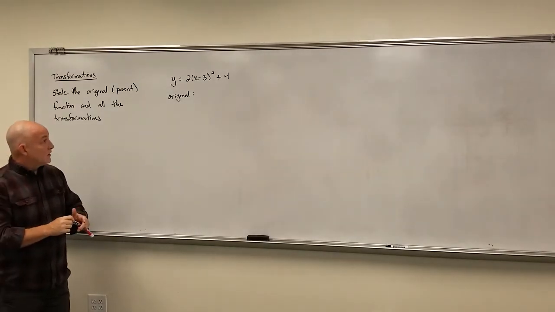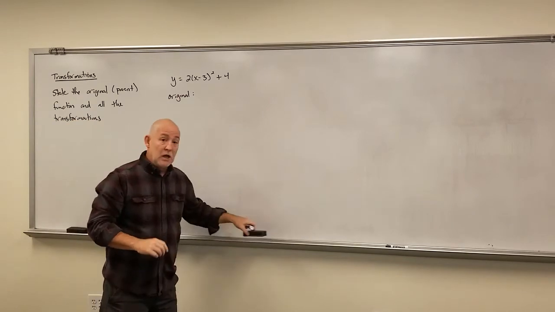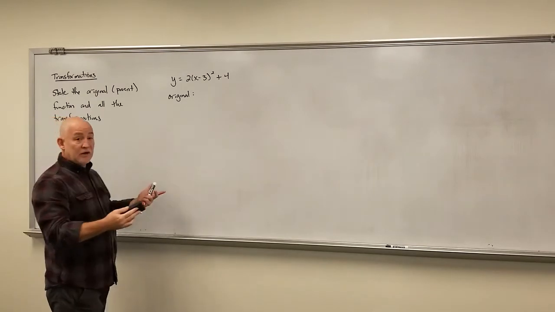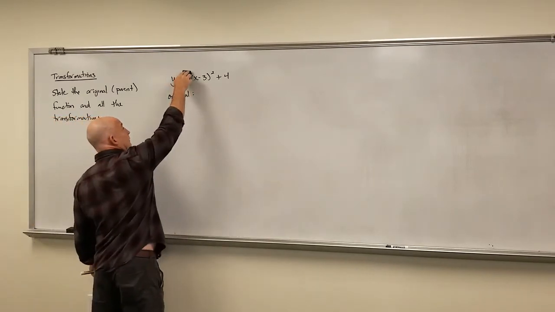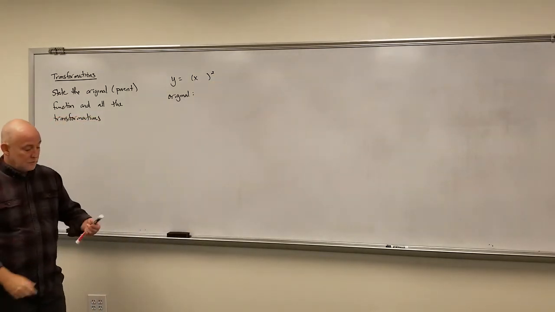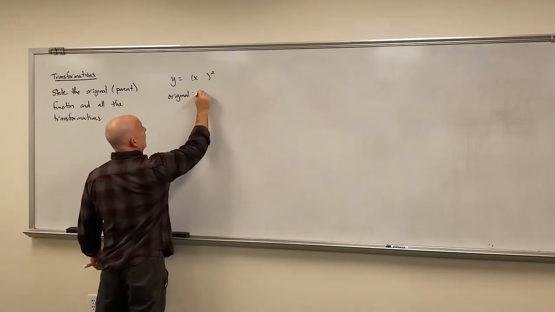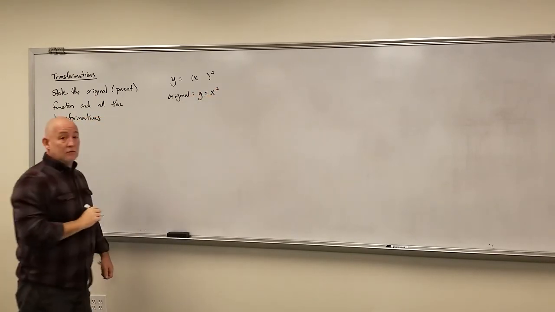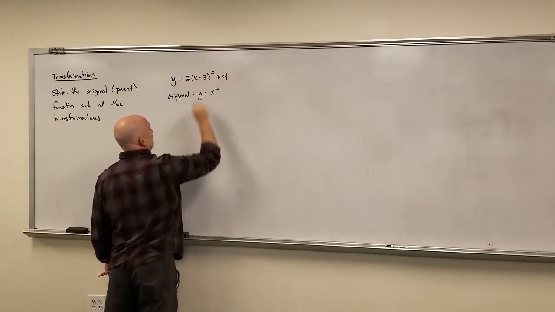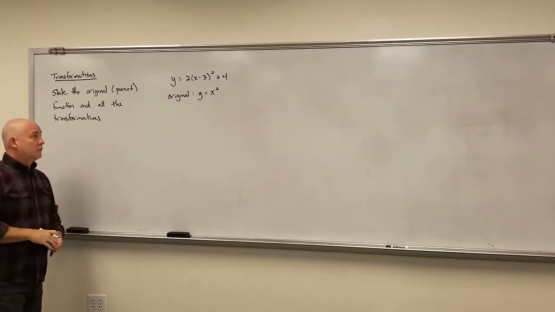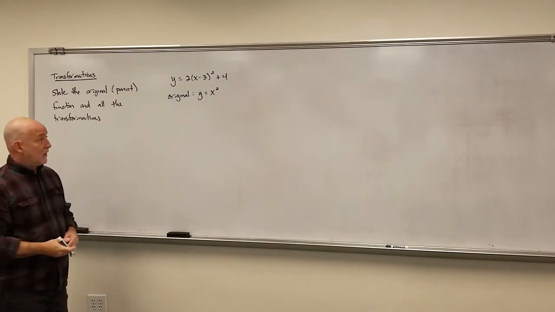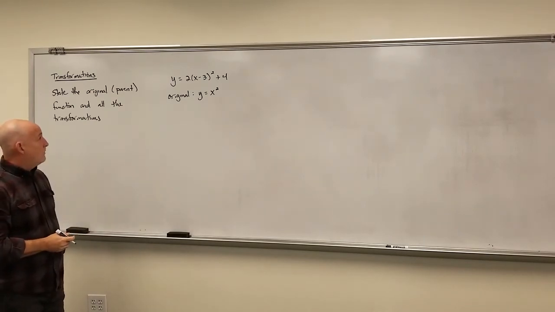If you were to take the original equation, what I wrote up here originally, and erase everything that's not an exponent, so basically erase all the numbers, I'm going to erase the 2, 3, and the 4. What do we have left? Well, the only thing we have left is y equals x squared. So that is our parent function. So to figure out what the original function is, just erase all the numbers that aren't exponents.